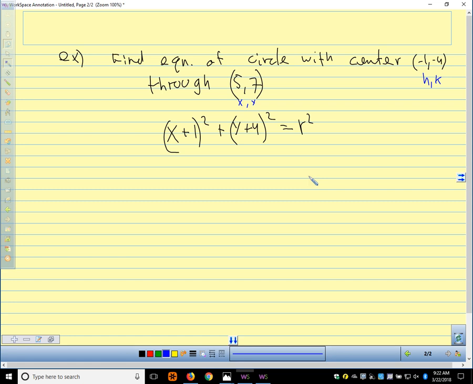The other way we could think of it is that to find the radius, we need to find the distance between (5, 7) and (-1, -4). Really, this way of thinking about it is the same. So I'm going to plug that in. 5 plus 1 squared, 6 squared is 36. 7 plus 4 is 11, squared is 121. And that equals r squared. So r squared is 157. We don't need r for our equation. So our equation is (x + 1)² + (y + 4)² = 157. The radius would be the square root of 157.